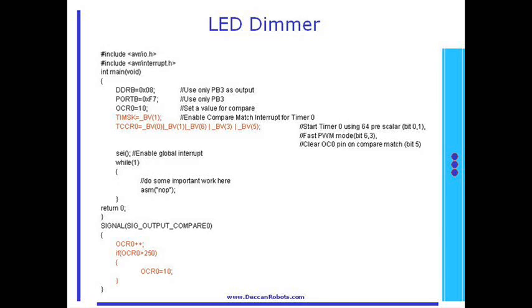We have used 1 MHz internal clock with prescaler of 64. A fast PWM mode is used, indicated by bit 6 and bit 3 of TIMSK. The bit 5 of TIMSK indicates that pin PB3 should be cleared to low as compare match occurs.